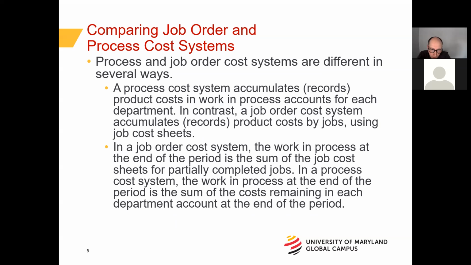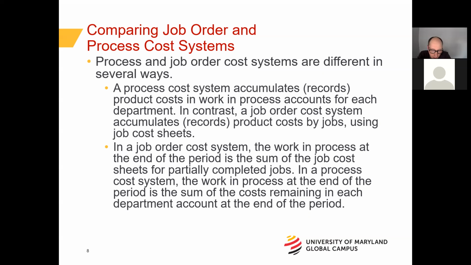Whereas in job order, we look at a work in process at the end of the accounting period. For process costing, we look at the end of the period and sum the remaining costs of each department. What does that mean? So in job order costing, at the end of the job, or even in the middle of the job, at the end of the accounting period, we simply total up what's on those job cost sheets.